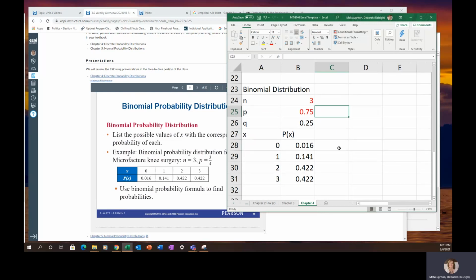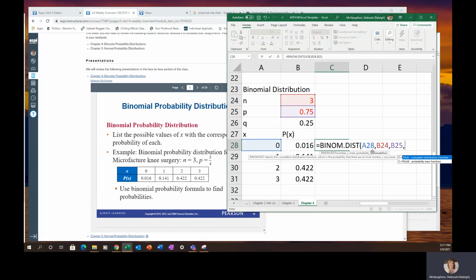Another way to get these values, which is way easier, is I go equal, and Excel has built in a binomial distribution. It's Binom.DIST. Hit the tab button, it'll pick up that formula for you. Okay, and then we put in the number S. So this is the number of successes, that's X, comma, and then I put in the number of trials, that's N, comma, and then I put in the probability of success, that's P, comma, and then this is whether we want the cumulative distribution or not.